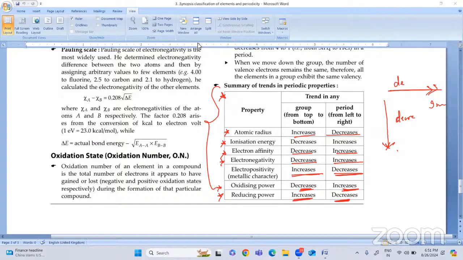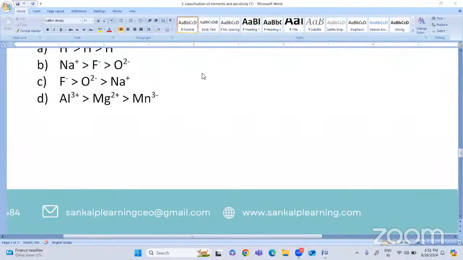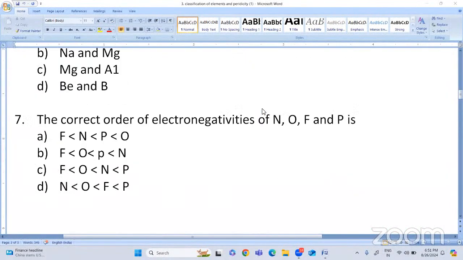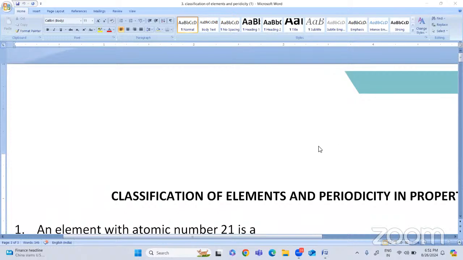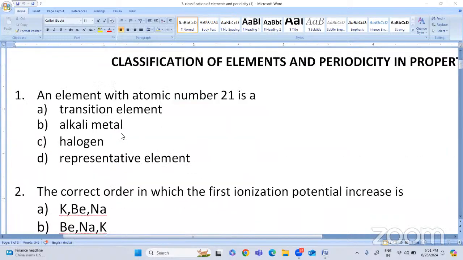So now let us solve some questions. We started last time, a few questions we have solved. So let us see the remaining questions now. So very easy chapter, very scoring chapter. This is one of the very simple and very easy chapters. So let us see. I think a few questions we have seen.